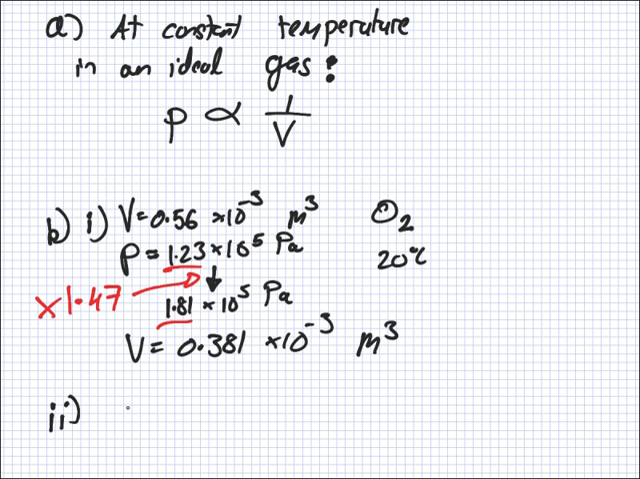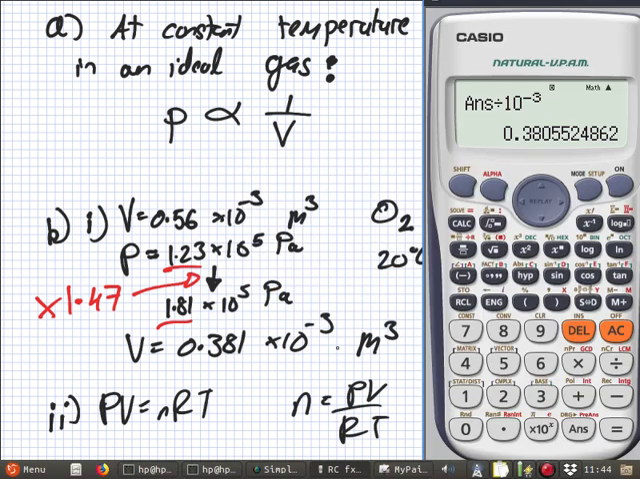Okay. Part 2. What is the number of moles? So if you have PV equals nRT, then that means n equals PV over RT. Let's calculate that. P V over R T.